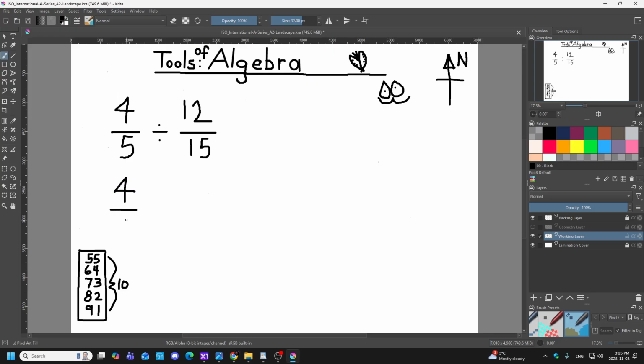Left-hand side, unchanged. Right-hand side, flip. Okay, when we flip the right-hand side, we're turning the problem into a multiplication problem. This is so much quicker and easier to do. Now our right-hand side fraction is 15 over 12.